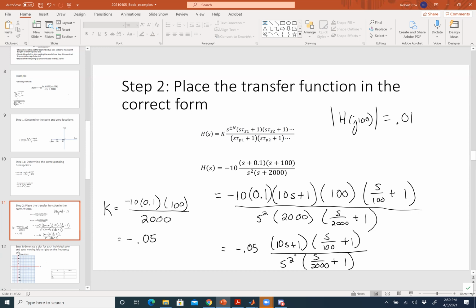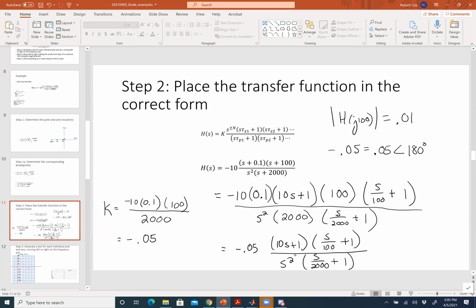So this H of S is a complex number, right? So if I have a complex number, negative 0.05, what is that complex number in polar form? Well, it's got a magnitude, right? What's the magnitude of negative 0.05? 0.05, and it's got an angle of 180. Right? It's got an angle of 180 degrees. So if you take the magnitude of that whole thing, what's the magnitude of negative 0.05? 0.05. It has an angle of 180 degrees.